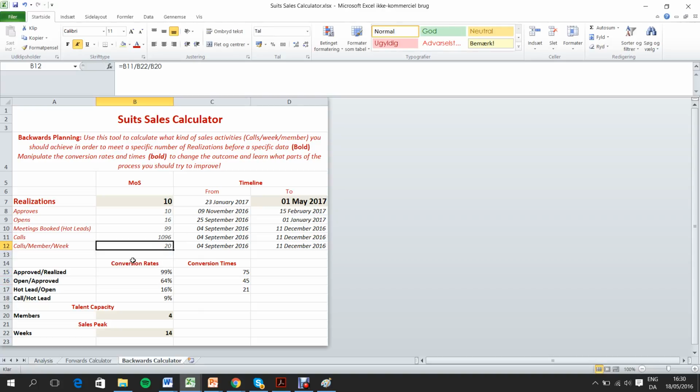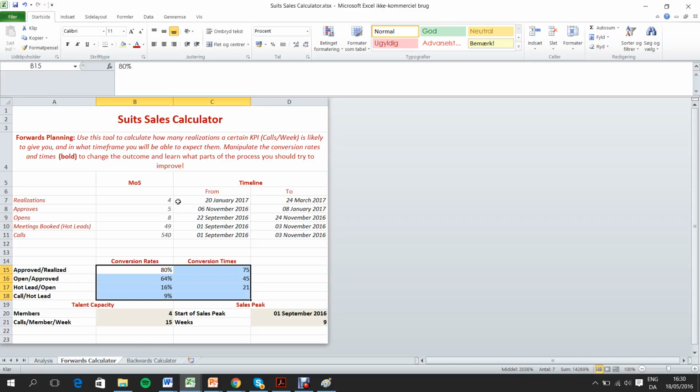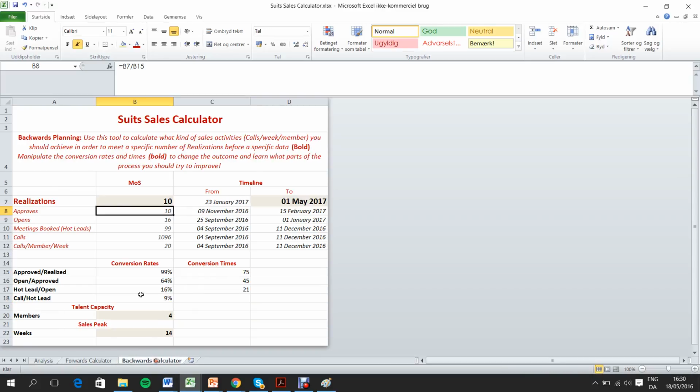Wow, now you're at 20 calls per member per week. What does this mean? That means that if I actually put this down to 5, then I'm gonna get like, ooh, that's crazy. Alright, again, you guys see the point. Go back here and you see, okay, the only difference here is that I'm changing this rate by 24%, and in this one I'm getting 4 realizations, and in this one I'm getting 10. So some other stuff is changing here too, the sales peak and stuff.